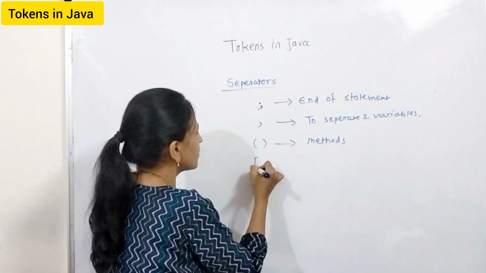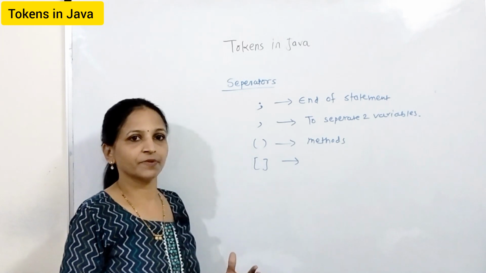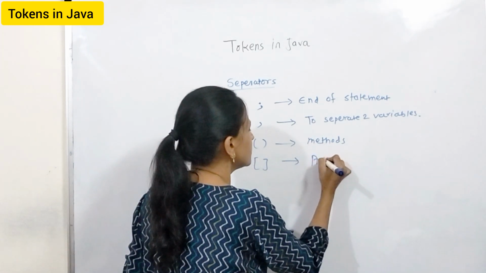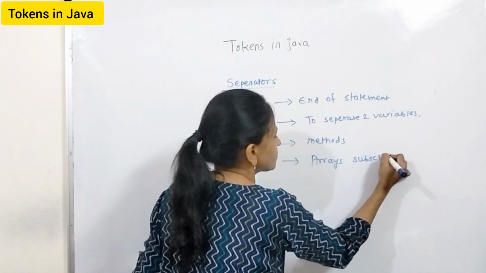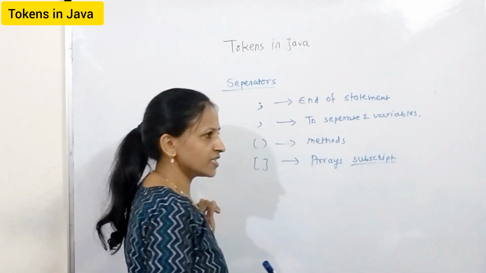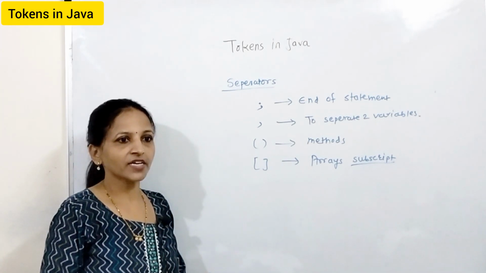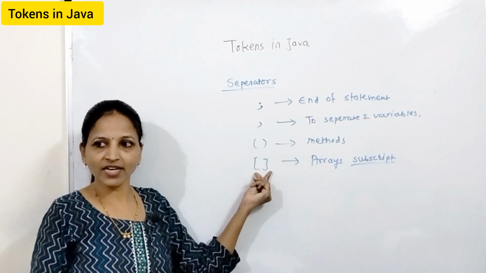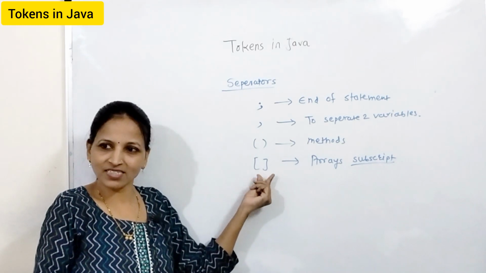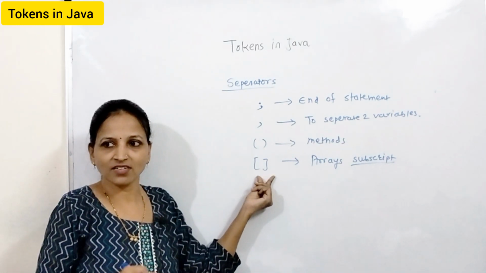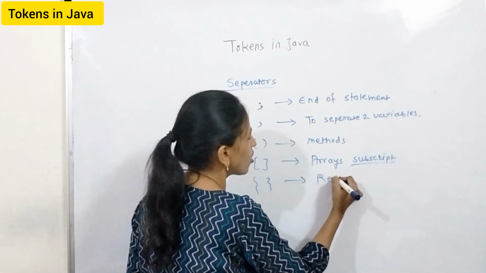Then next, square brackets, normally used in arrays to mention subscript. Actually, to access individual array elements or to declare an array, in both cases we use this operator. Actually, this is a subscript operator, but it again acts as a separator.